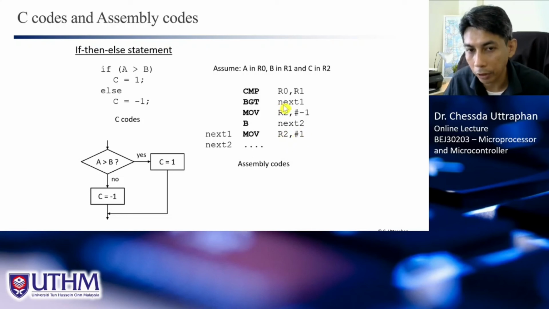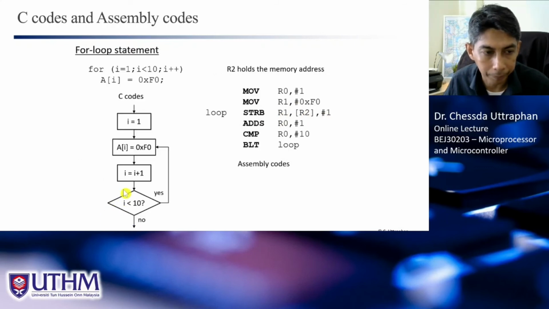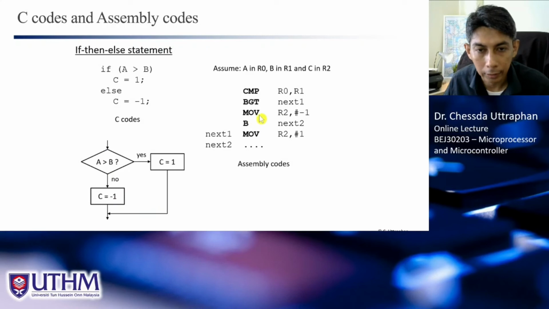Right? But if not greater, means that A is less than B. So it will not skip this. It will skip this and go to the next line. All right. If the condition is true, it will go to the label. If the condition is false or not true, it will go to the next line, which is this one. So if no, we move -1 into R2, which is this one. All right. And we need to skip this line.